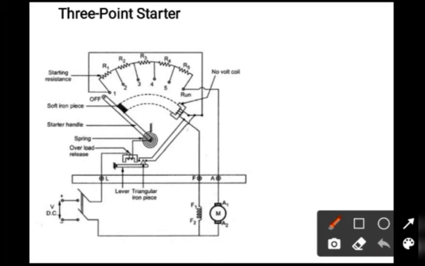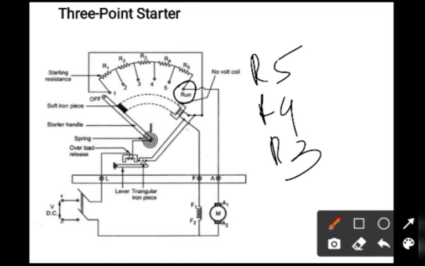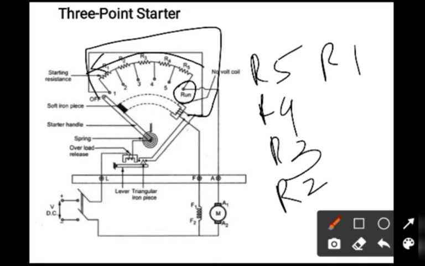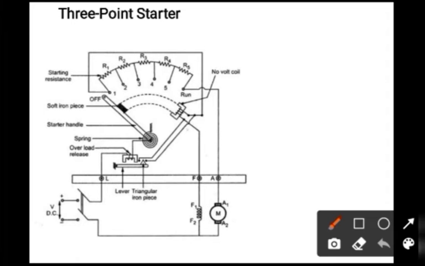Now we will see what will happen when the handle is at the final position. The current path will be R5, R4, R3, R2, R1, that is from R5 to R1, then the NVC coil, and it comes to the field winding. Firstly we will see the current path and resistance in the armature circuit and field winding.